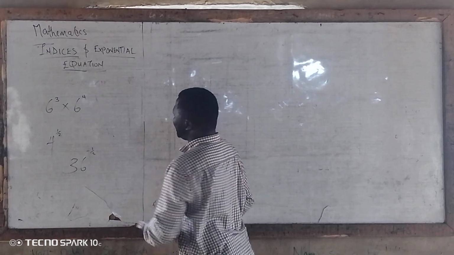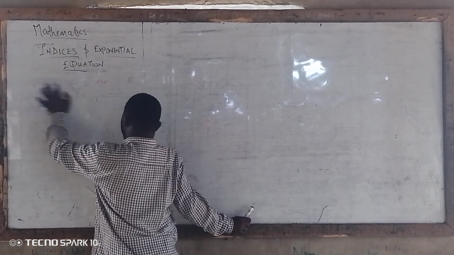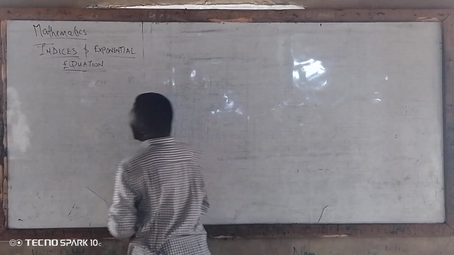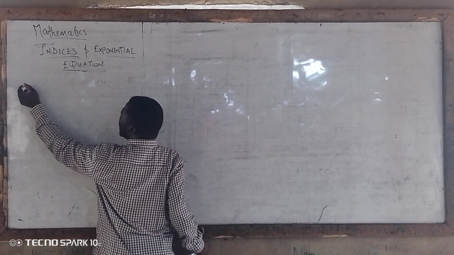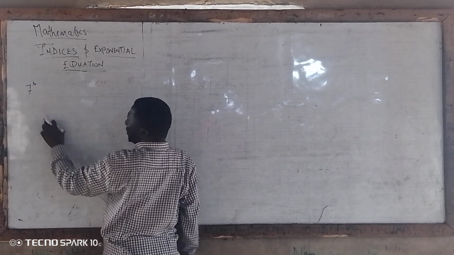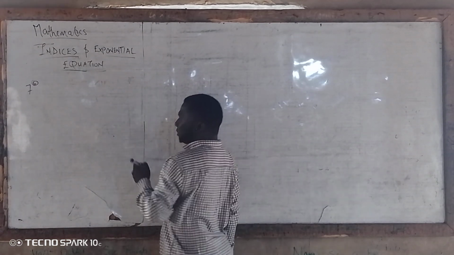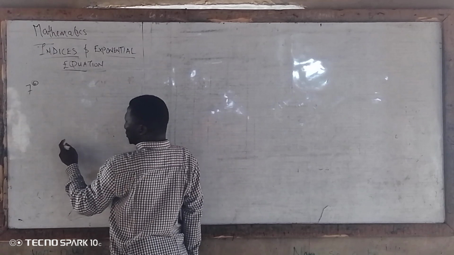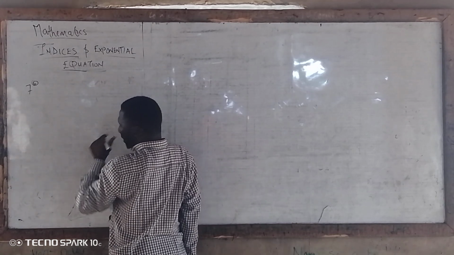So indices, I'll start with the laws of indices. Before the laws of indices, when you have a number such as 7 raised to the power 5, the 5 here is the power. So I will start with the multiplication law of numbers with the same base.